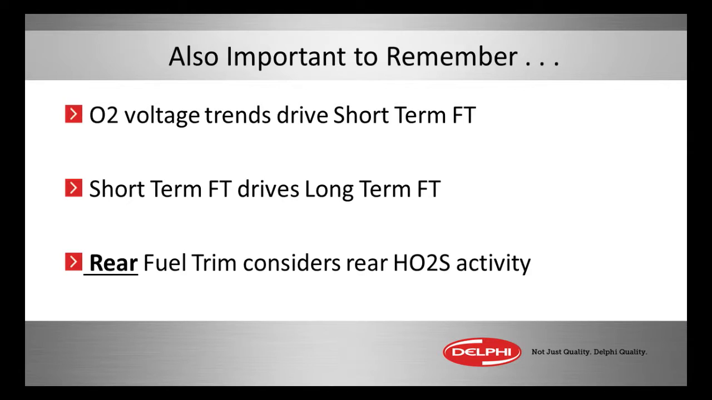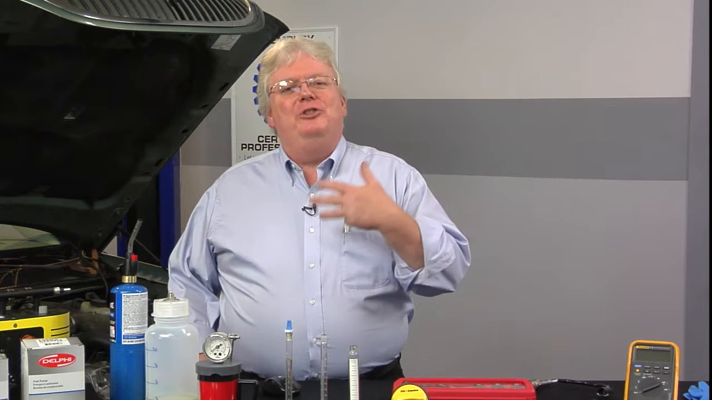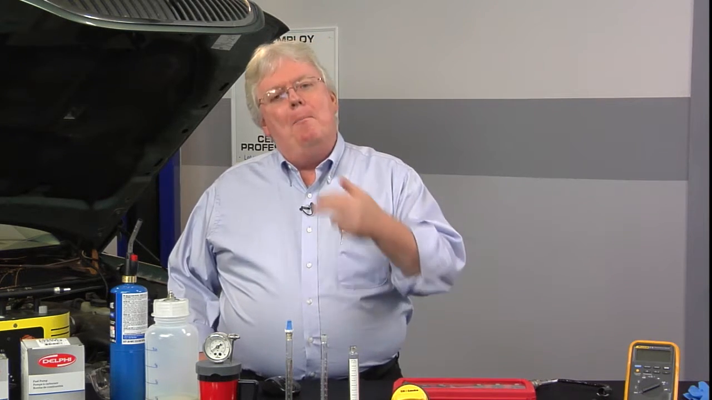Also important to remember, as I said, O2 voltages drive short-term, and short-term drives long-term, and rear fuel trim does make subtle adjustments. Most manufacturers will say it's a very small number, anywhere from a fraction of 1% to 2 or 3 or 4%, typically single digits. However, under certain conditions, like I said, with maybe front O2 sensor degradation, we can have more authority by the rear O2 sensor. So keep it in mind as you think total fuel trim when you diagnose air fuel management issues.